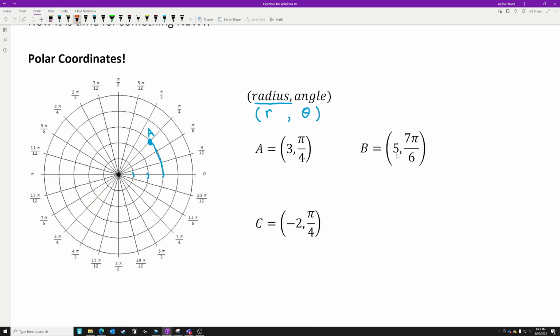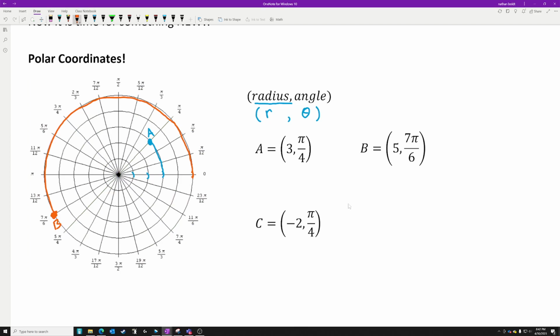Letter B is a radius of 5, and then we're going to go all the way around the circle to 7 pi over 6. So I'm going to come out here, 1, 2, 3, 4, 5 is out here, and then I have to go around the circle to 7 pi over 6, all the way to here. So that point in space, that is B, a radius of 5, and an angle of 7 pi over 6.